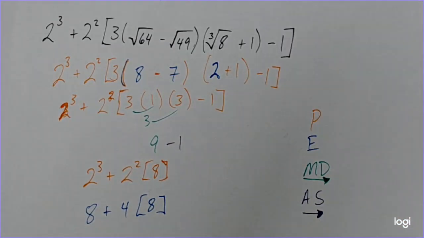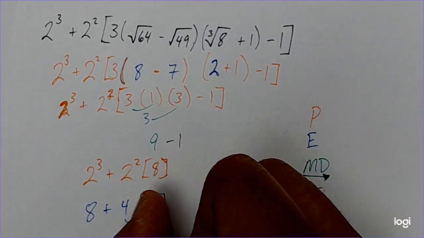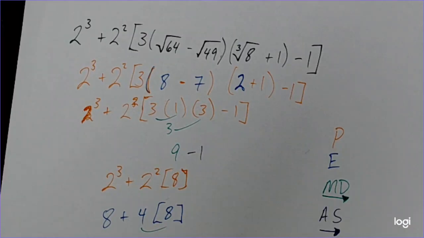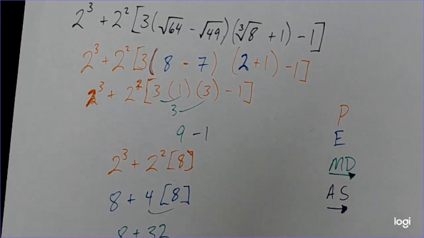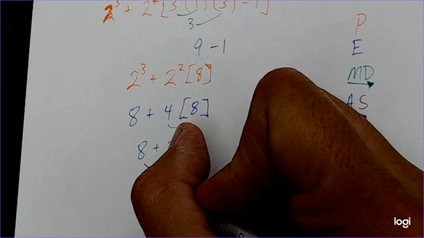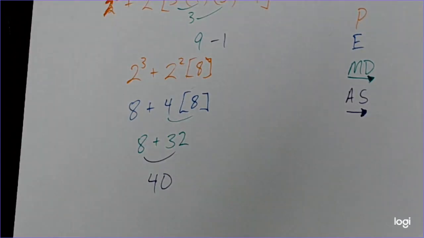Now I can go to multiplication. Multiplication, that is going to become 32. And then lastly, addition and subtraction. 8 plus 32 gives me 40. All right. And that's the right answer, great.